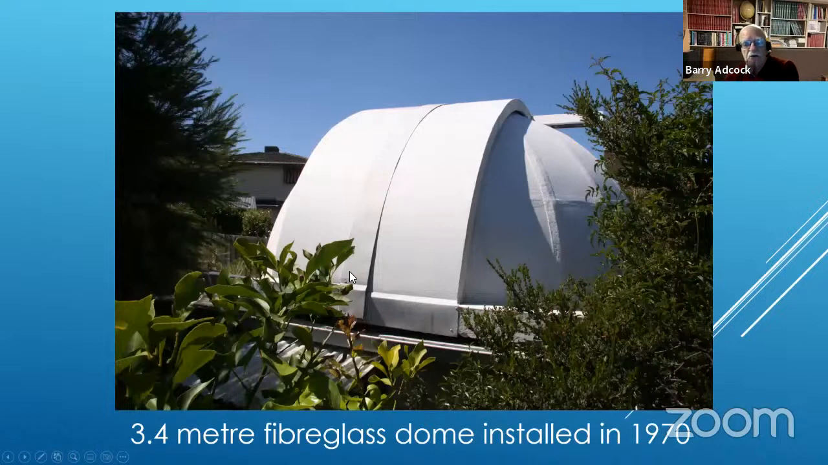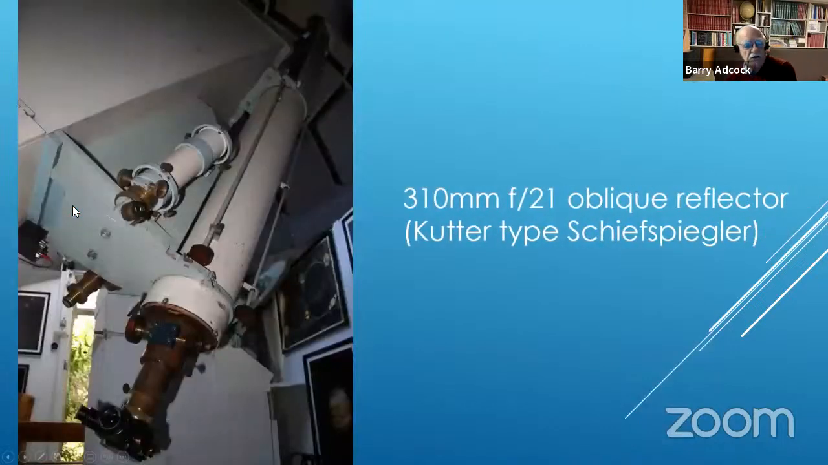In 1970, I finished making my observatory, although that's a modern picture of it. When I made it, there was no garden around it. And at the same time, I installed a 12.5-inch oblique reflector, the Cutter design, a Schiefspiegler, and I used that telescope to image the planets for the next 45 years.